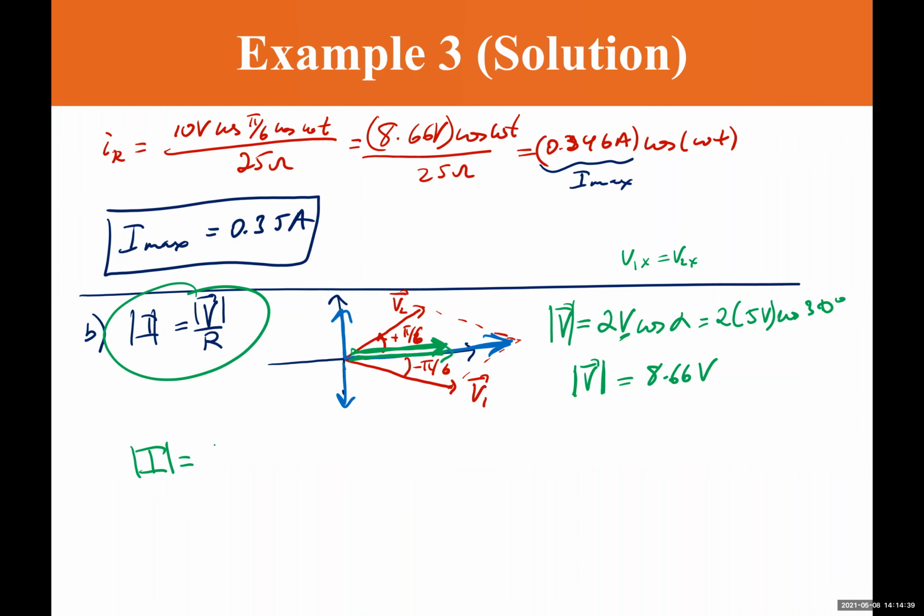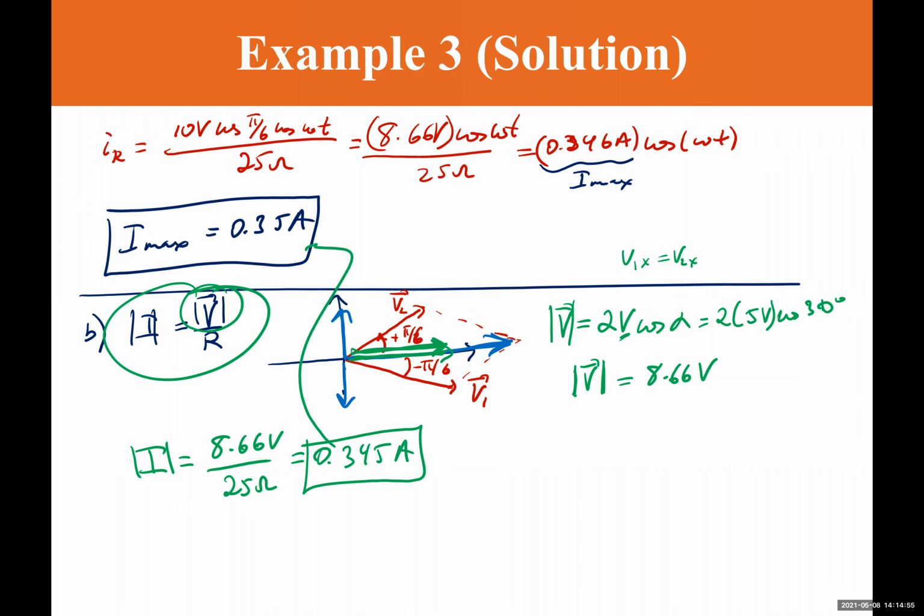So then the current will be the magnitude of the resultant voltage, 8.66 volts, divided by the resistance, 25 ohms, and that gives me 0.345 amps, which is exactly what we got over there. That means I can just round it to 0.35 amps. So I could do this calculation using the equations of the voltage and current and Kirchhoff's loops and add them all together, or we could just do it graphically.